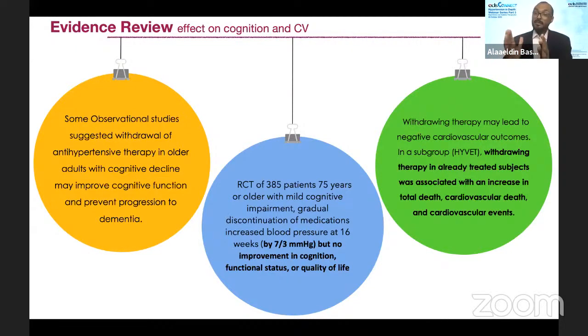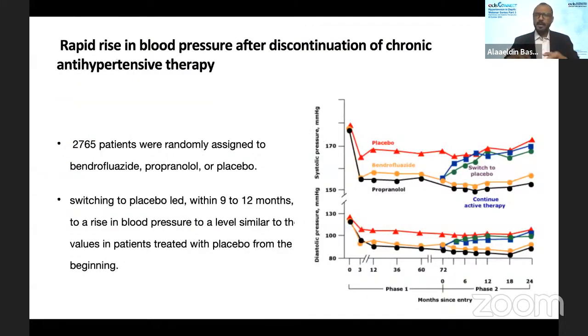The HYVET trial, which is the Hypertension in the Very Elderly Trial, found that withdrawing medications from the elderly population is associated with an increased risk of total death and cardiovascular death. So if I withdraw the medicine, there might be an increased risk of cardiovascular death. Now, another thing to think about when I try to withdraw the medicine is that there might be a rebound in blood pressure.